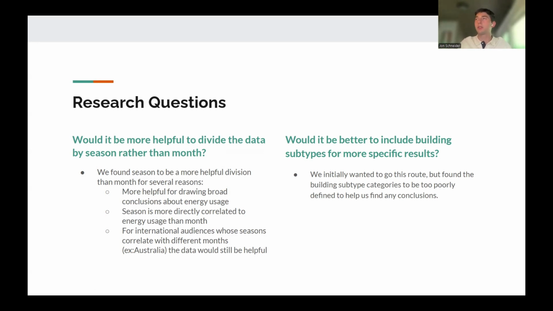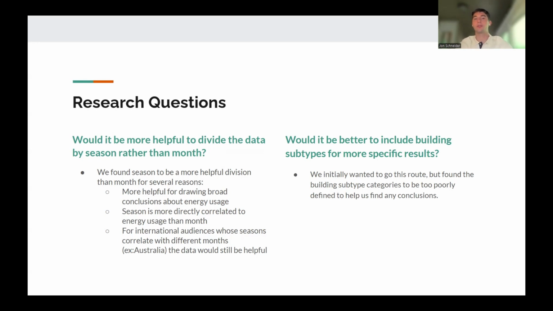And then we also feel like season is more directly correlated with energy usage than month. Specifically, if you're looking at international audiences whose seasons are correlated with different months. So a good example is Australia. This data will still be helpful to them because they'll see it connected with seasons rather than particular months, when their seasons are going to overlap with different months than Chicago seasons.